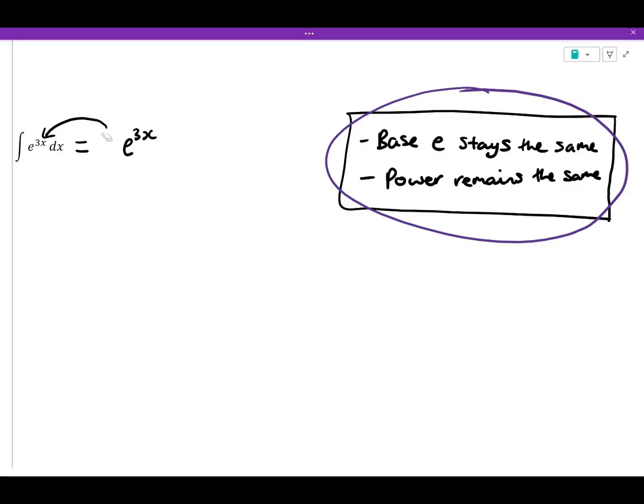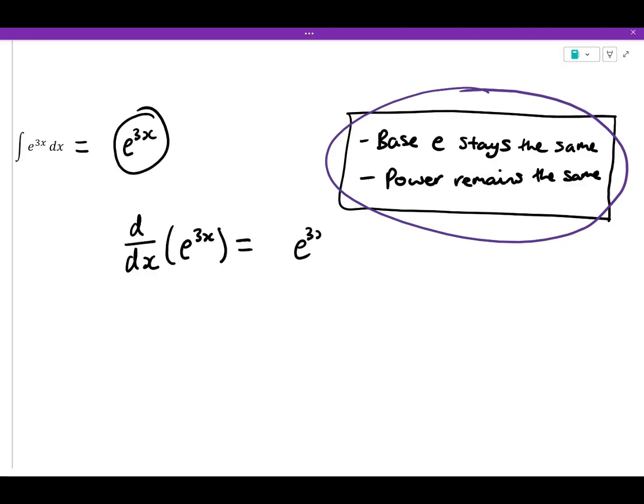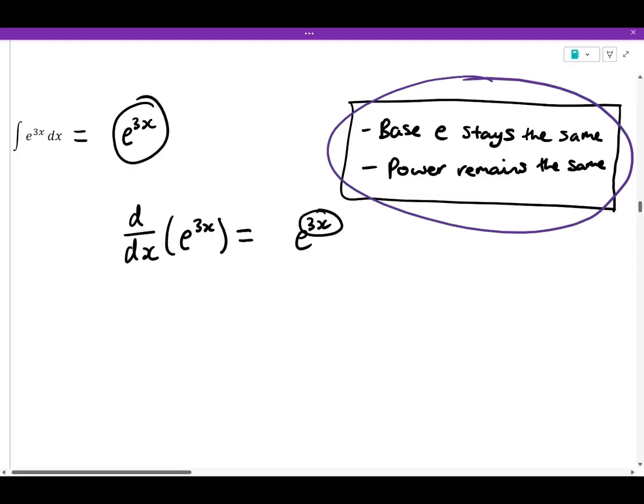So what I'm going to do next then is differentiate with respect to x this e to the power of 3x using the chain rule. So we know that e is still going to be in there. The power remains the same. Okay, but then we differentiate our power, and when we differentiate 3x, we get 3, which is what we're going to multiply by. So we're going to get 3e to the power of 3x.